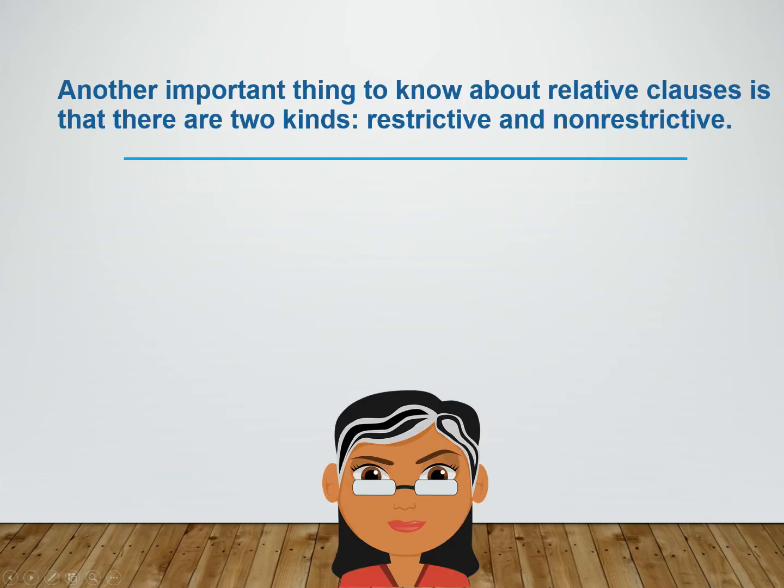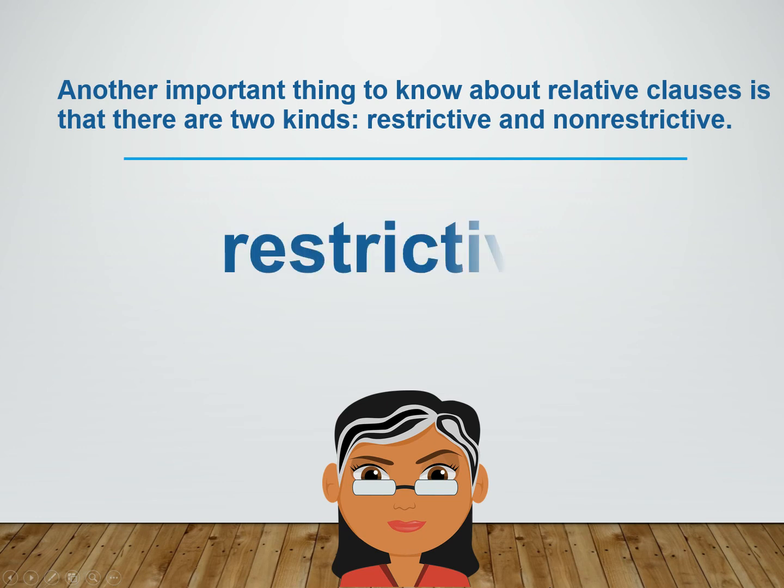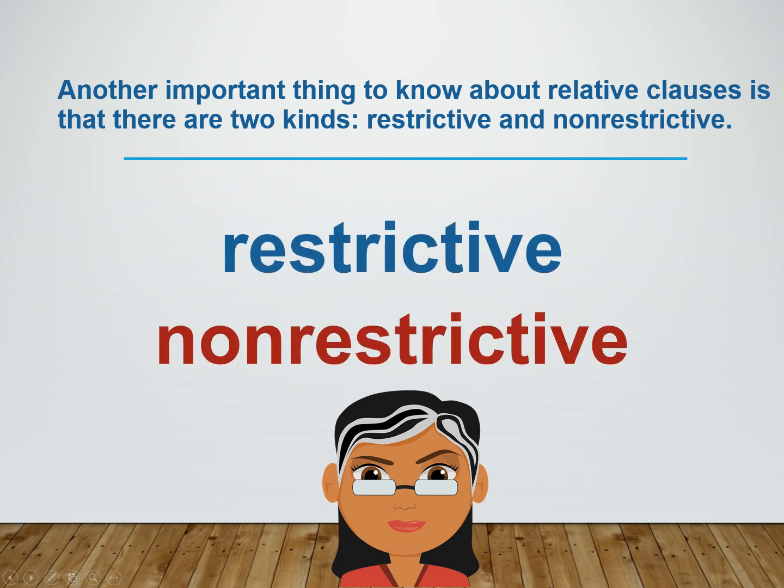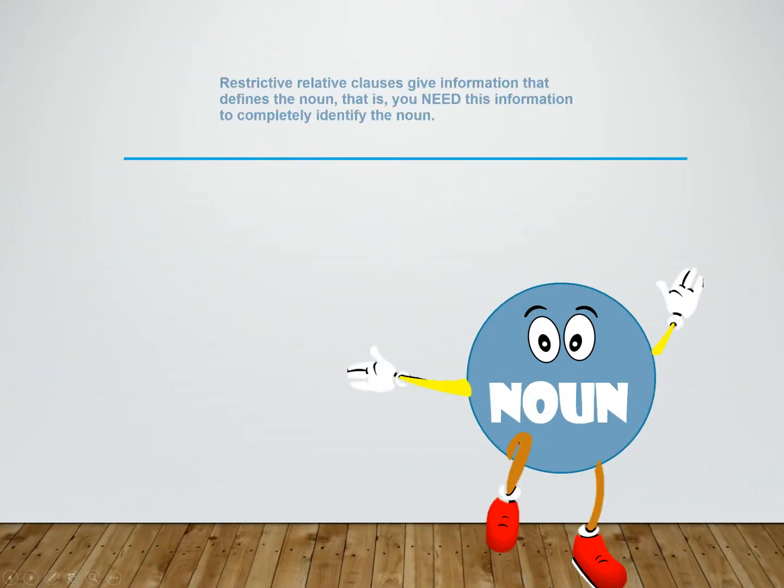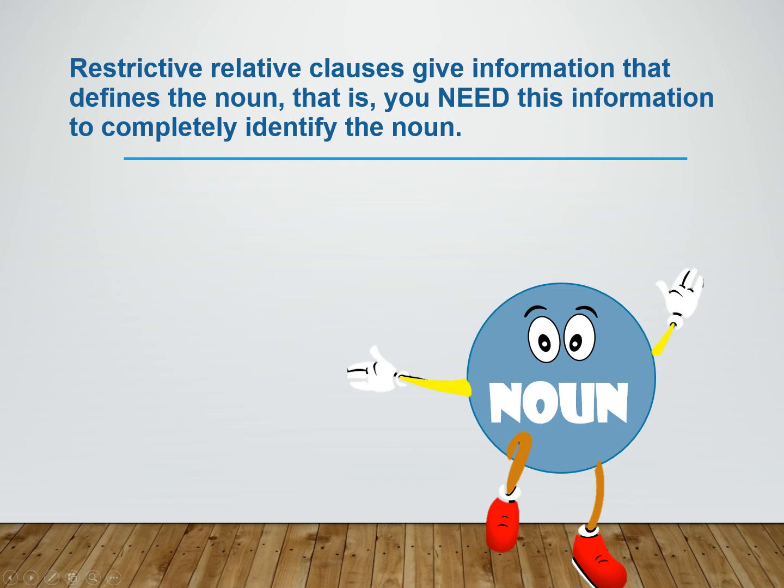Another important thing to know about relative clauses is that there are 2 kinds, restrictive and non-restrictive. Restrictive relative clauses give information that defines the noun. That is, you need this information to completely identify the noun.